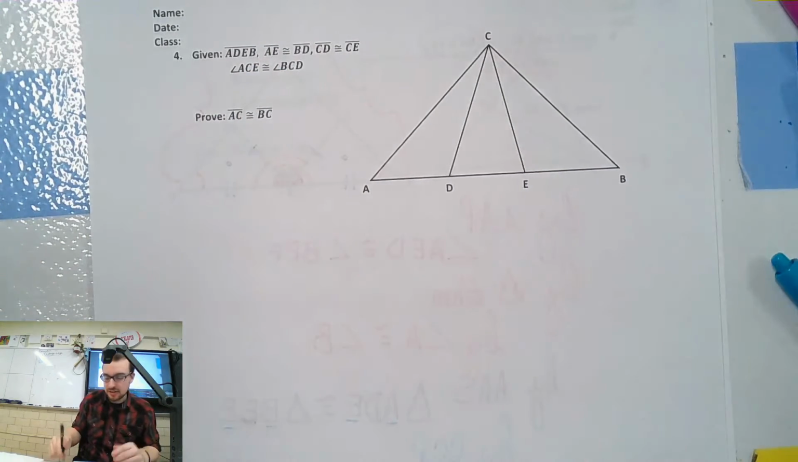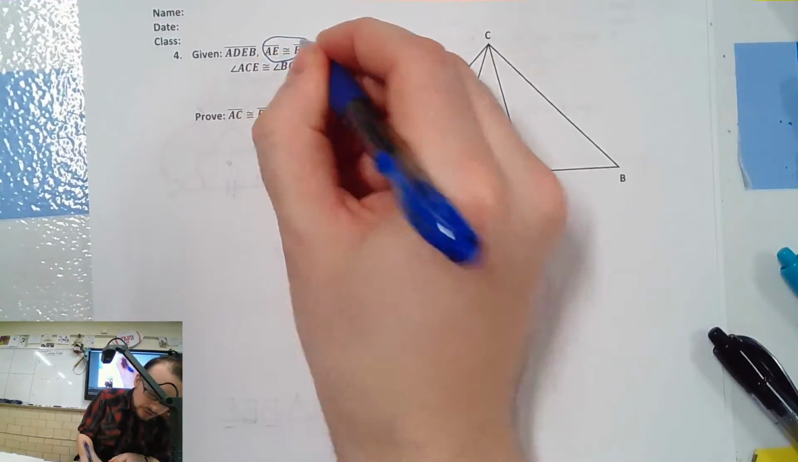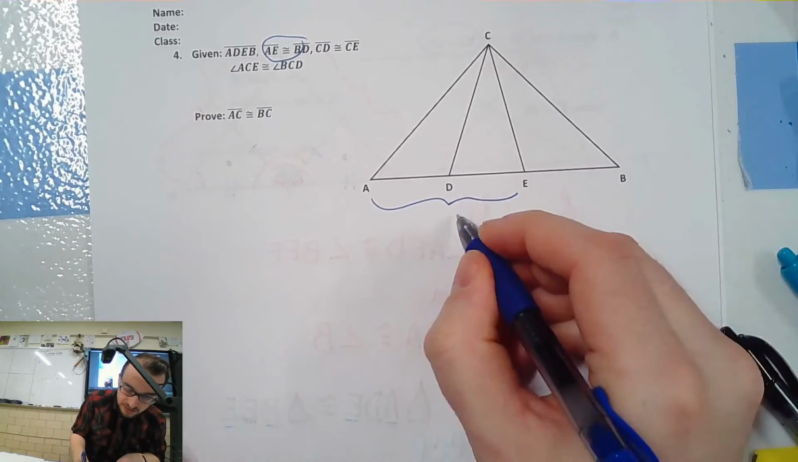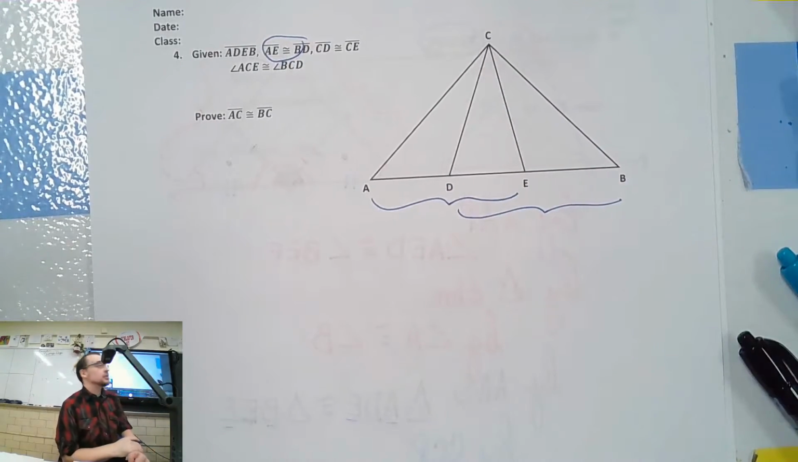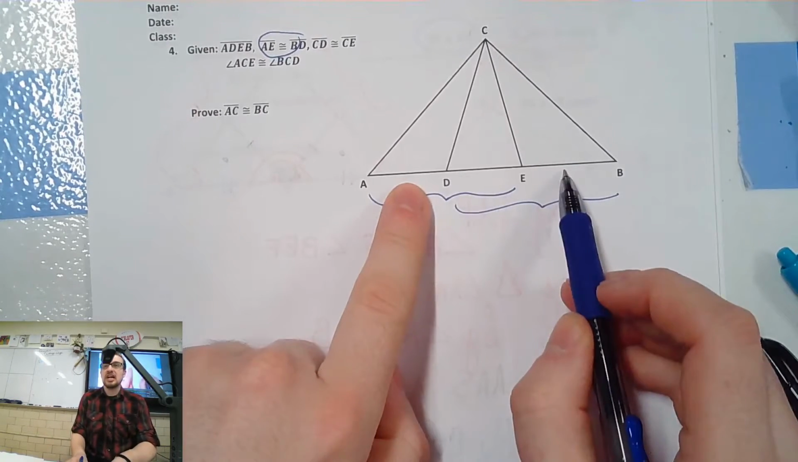So yeah, your eyes are not deceiving you. AE and BD are congruent. So let's mark that. AE is this, and BD is this. We have overlapping segments. So what do you think we're going to end up using? Segment addition postulate, right? We'll cut out the middle and say the sides are the same.